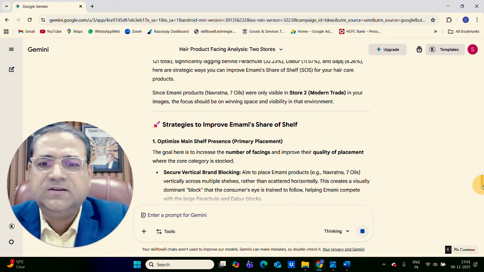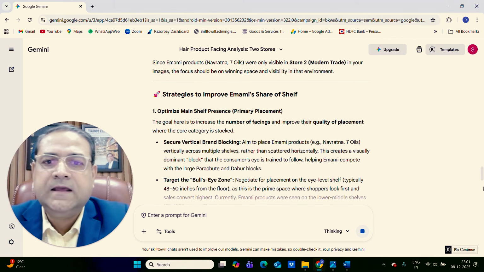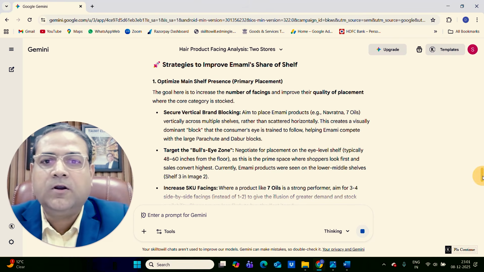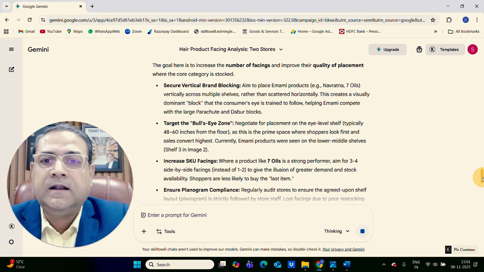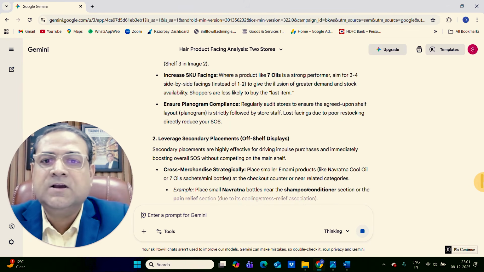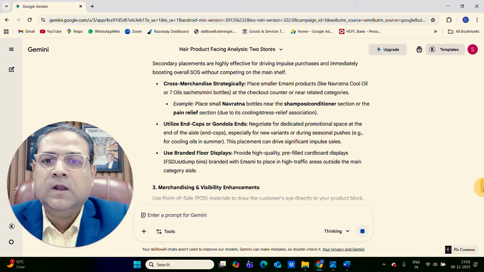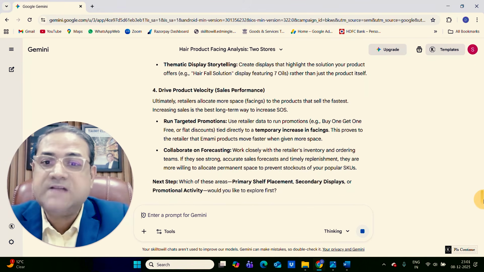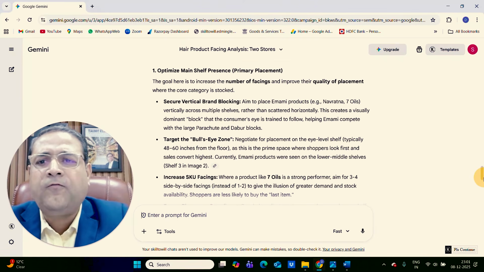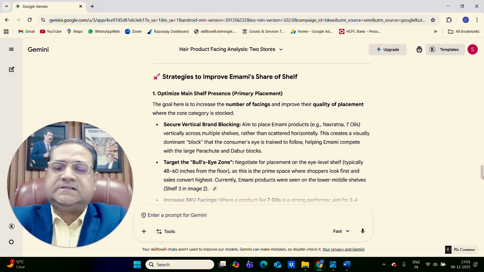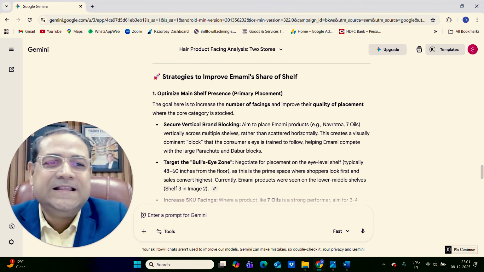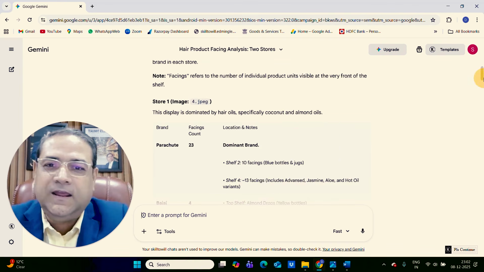So it will give you certain strategies also, how to optimize main shelf presence, primary placement, and it will talk about vertical brand blocking, targeting the eye level, increasing SKU facings. So all these things will be available. You can get it store-wise, you can get it for the entire market. It is a huge pool of information as well as guidance that you can get on the go. And the good point is this is absolutely free.